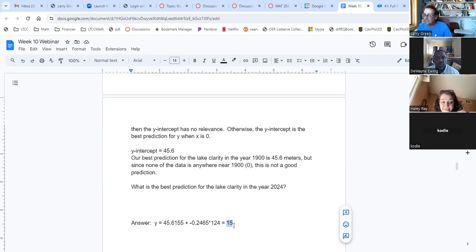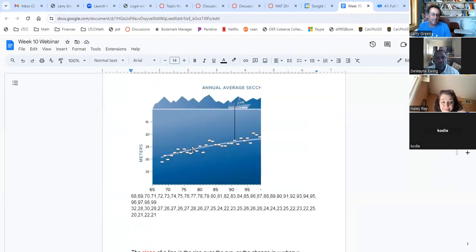By the way, I know you're not in Lake Tahoe, but if we look over here, 15 is way up here, okay? Which means that if this year, the year 2024, truly had a lake clarity of 15, our lake would be cloudy and gross and ugly and terrible. Does that make sense?